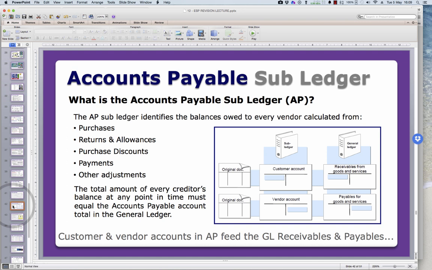And then you've got purchase discounts and payments and other adjustments, and all those things are dealt with in the accounts payable part of the general ledger. So you've got the general ledger, you have accounts payable and you have accounts receivable within the general ledger.